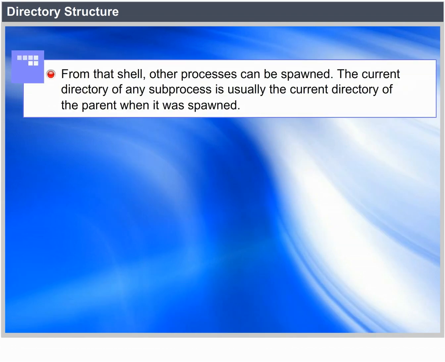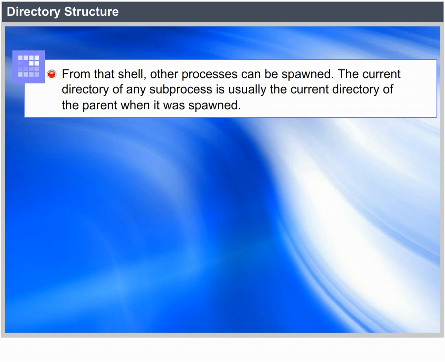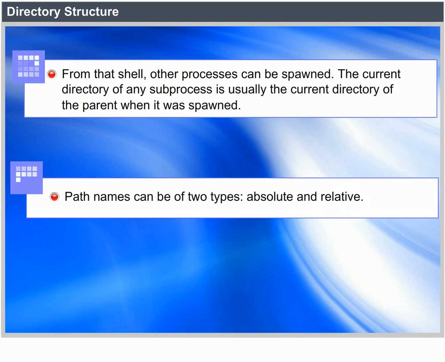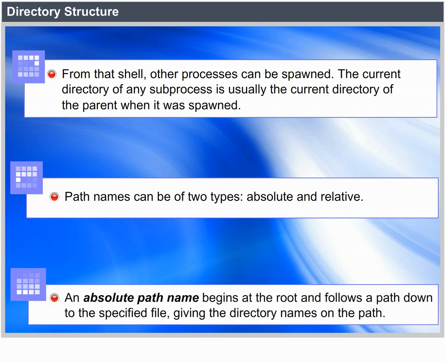The current directory of any subprocess is usually the current directory of the parent when it was spawned. Path names can be of two types, absolute and relative. An absolute path name begins at the root and follows a path down to the specified file, giving the directory names on the path. A relative path name defines a path from the current directory.